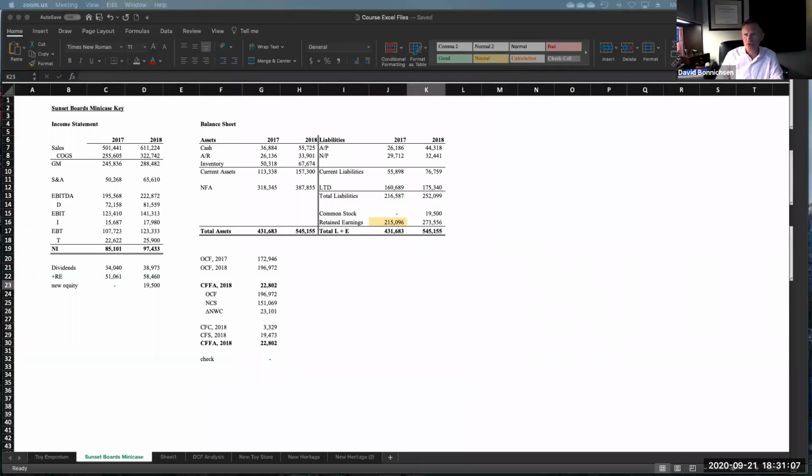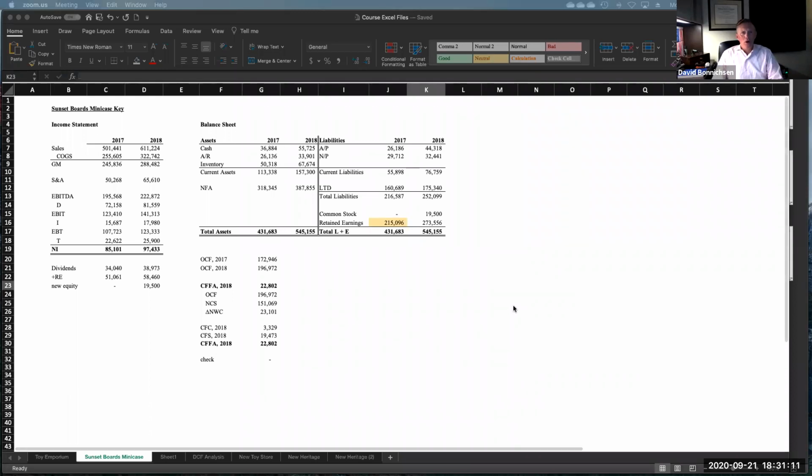So tonight we're going to start off by reviewing the Sunset Boards mini case. Thanks to everyone who got their Excel file submitted. I appreciate that. I'll be reviewing everybody's case individually. But let's review what the case was all about, and recap chapter 2 as it relates to the building of the financial statements.